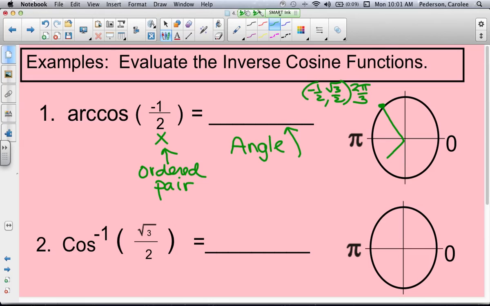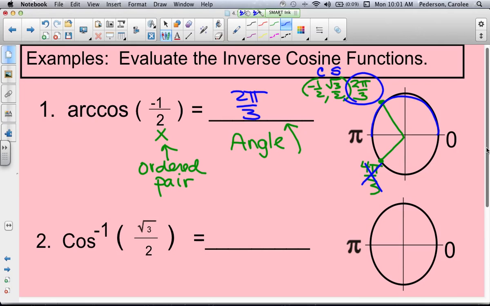4 pi over 3. Do we care about this one down here? No, we don't care about this one because it's outside our range. We only want angles that fall between 0 and pi now. Remember, this is our cosine, this is our sine. So our answer then is 2 pi over 3. So maybe this next example you just want to listen and watch and help me out.